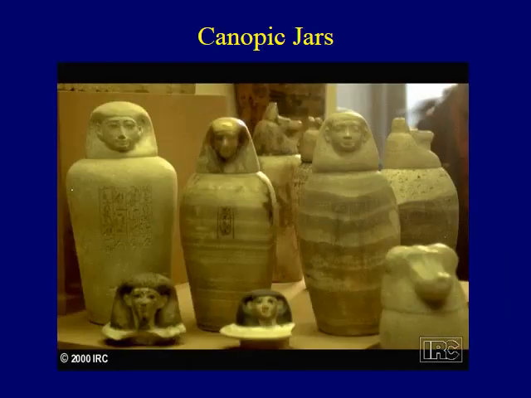In order to preserve Pharaoh's body for as long as possible, each of the organs was taken out. These canopic jars were designed to hold the organs of Pharaoh.